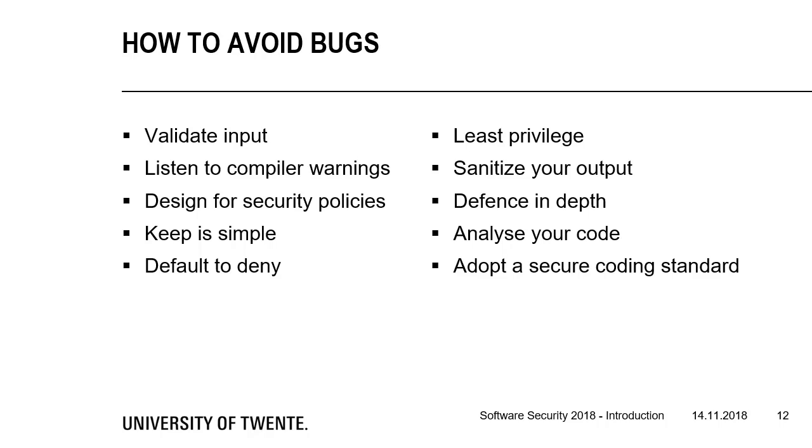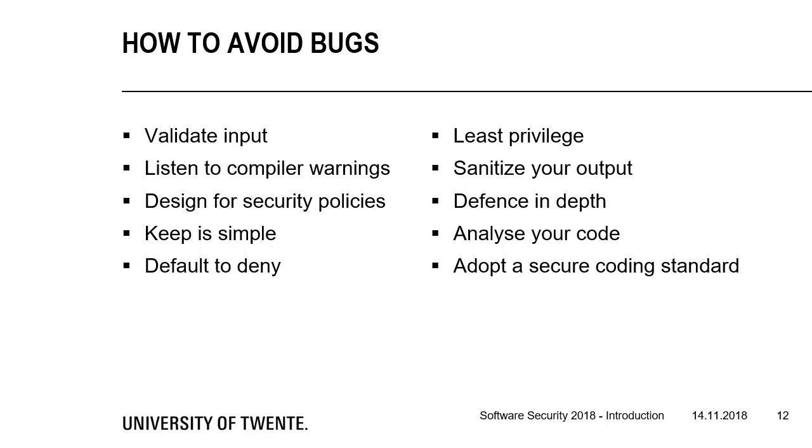The next thing that very often helps is keep it simple. When you write code, try to make it simple and easy to read, because that helps you discover security relevant bugs in your code. The next thing is default to deny, which means whenever you make a decision in your code that's security relevant, the default for that decision is deny.